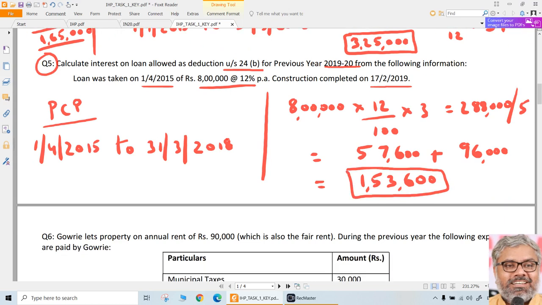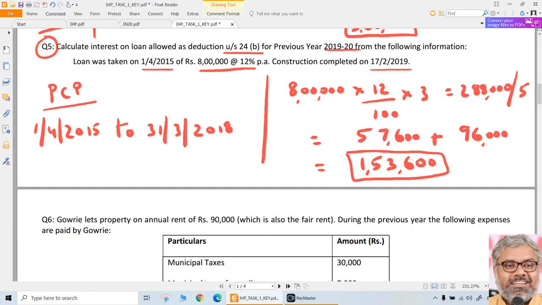1,53,600 rupees. Okay. That was question number 5. Check your answers whether got the same answers or not.